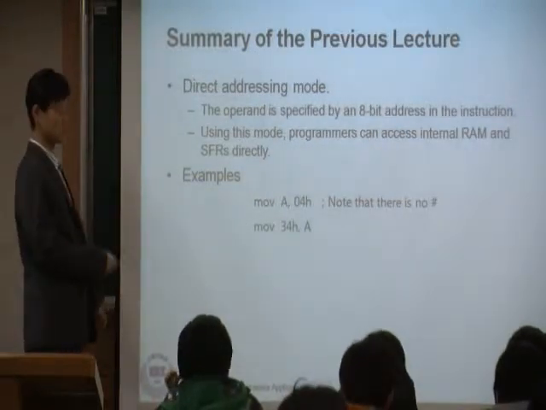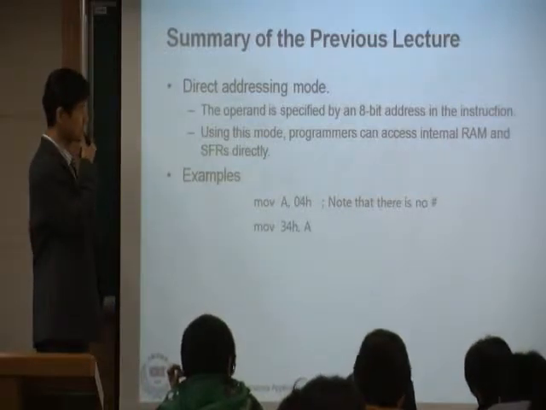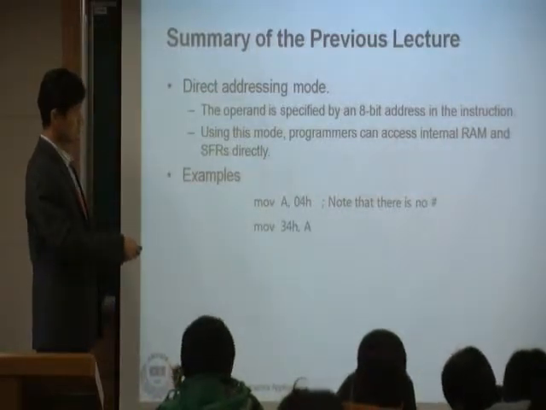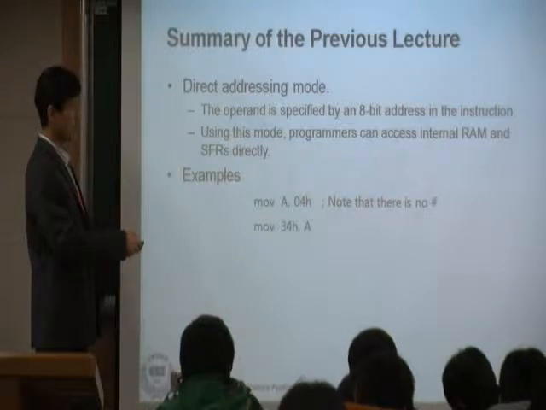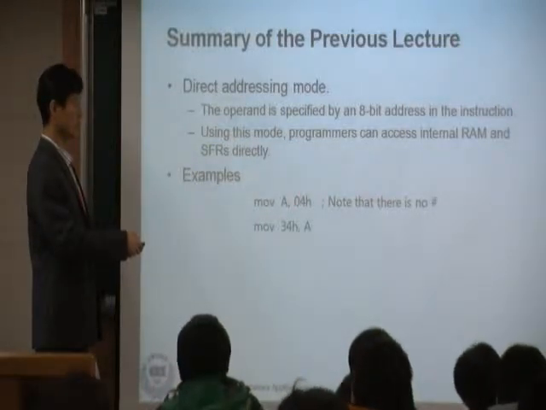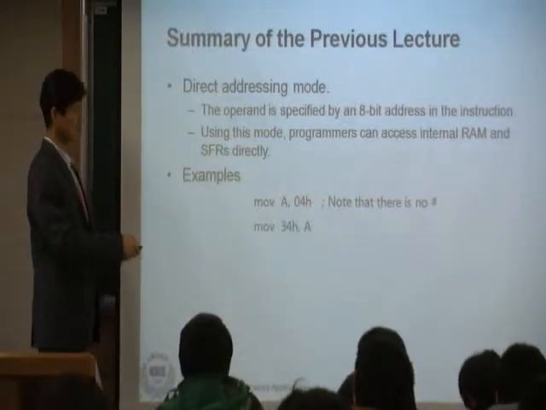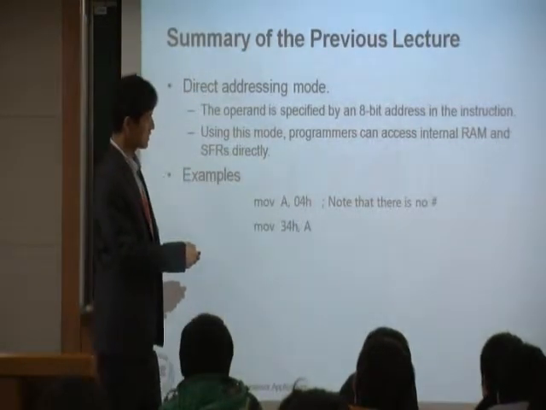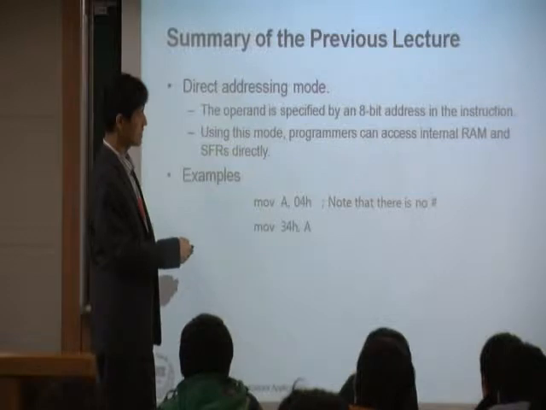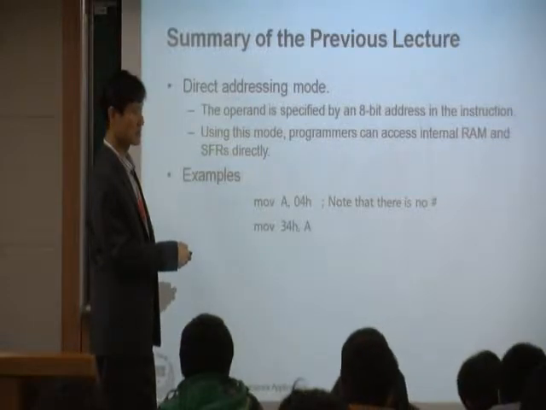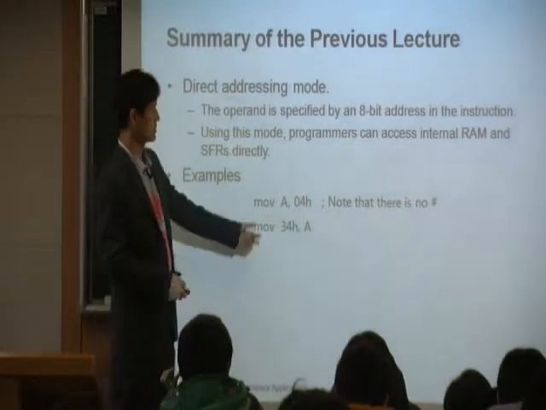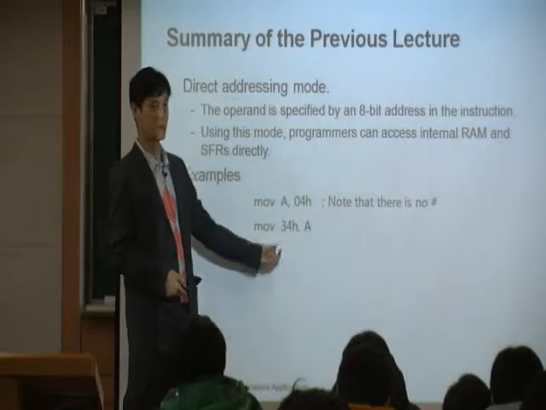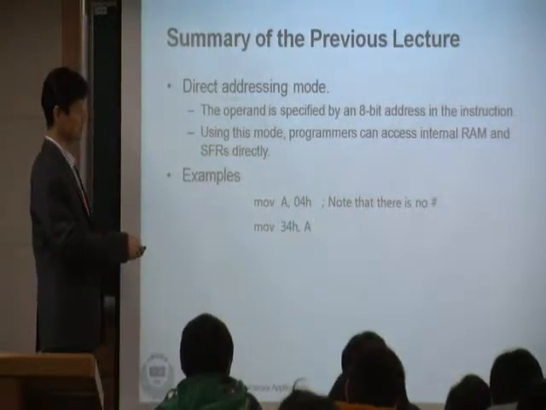Direct addressing mode, this is probably the most popular way of using the MOV instruction. If you have no hash or no pound or no at sign, you just have a value, 04H. In that case, what that means is that 04H is the address. Okay, it's an internal address in this case because this is just a byte, 8-bit. Okay, this is an internal address.